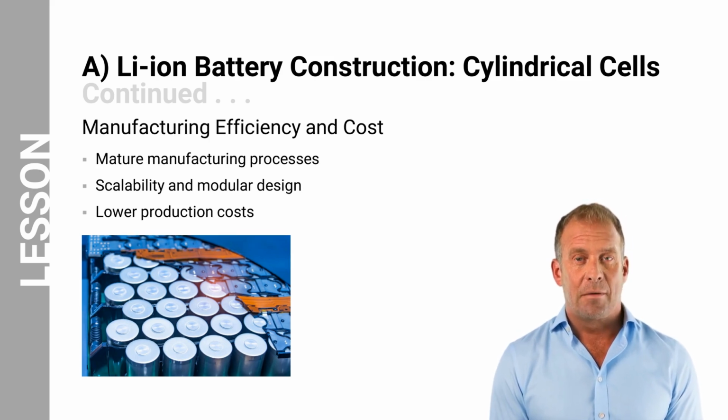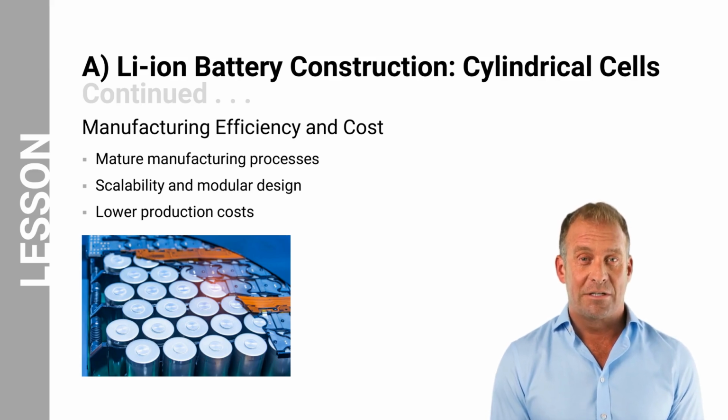Next, we will look at the manufacturing efficiency and the cost of cylindrical cells. Mature manufacturing processes. The production lines for cylindrical cells are well developed, automated, and honed for large-scale manufacturing, allowing lower costs and consistent quality. Scalability and modular design. Their modular structure simplifies pack design and assembly, allowing for flexible battery configurations.